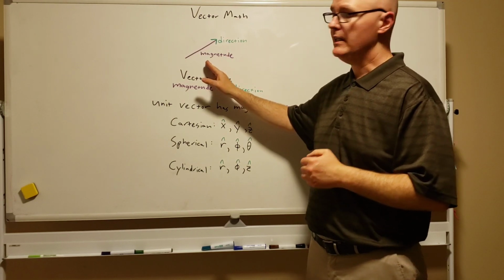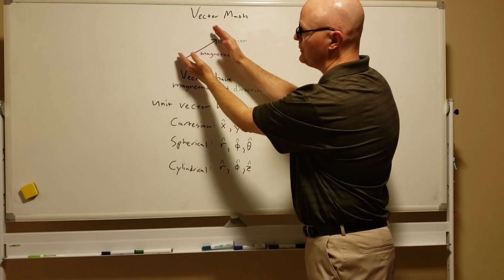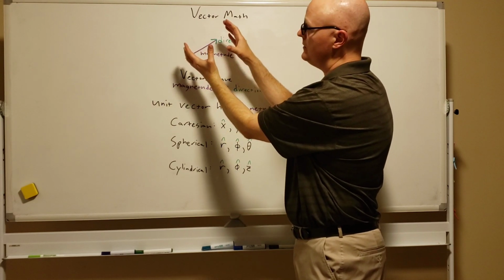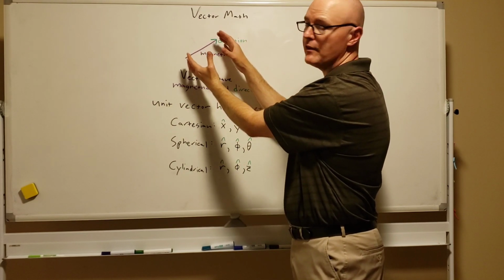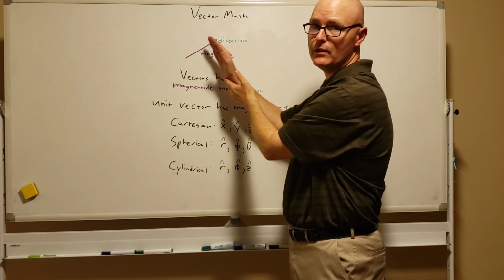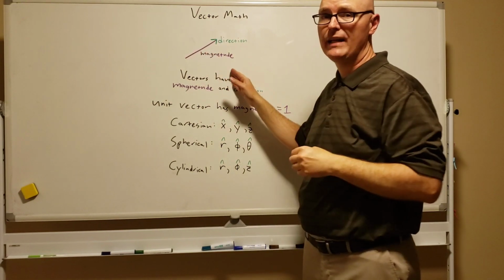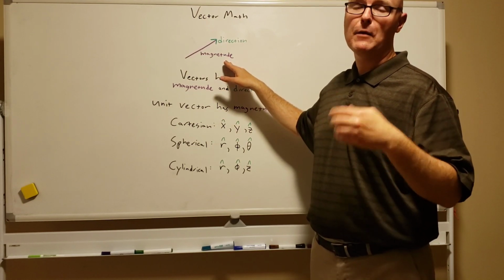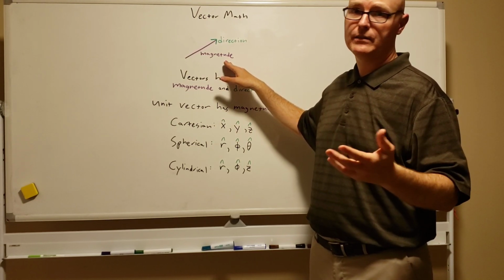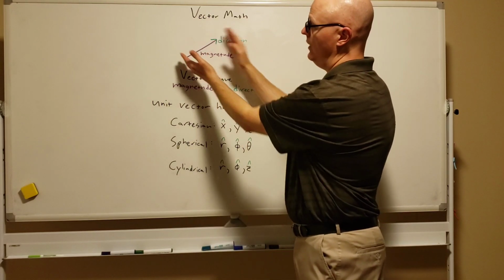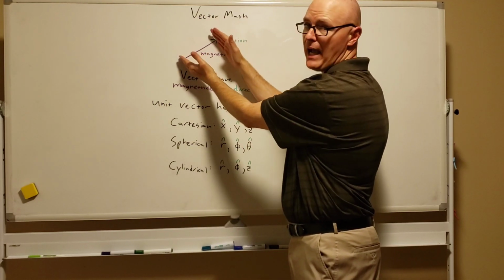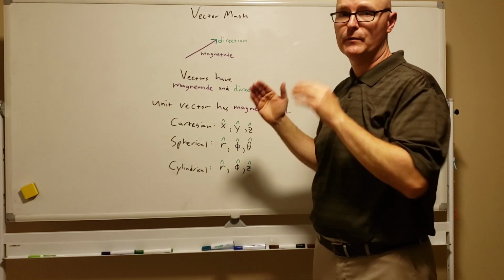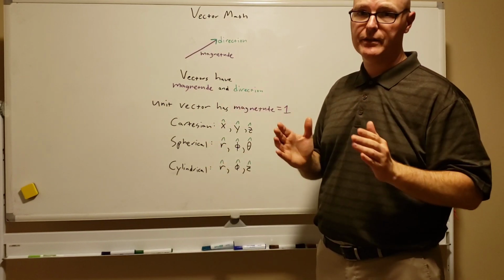Magnitude is the absolute value of the vector, right? It's how much of a vector do you have? That is my magnitude of this vector. That is what's called a scalar. So something that does not have direction, the magnitude does not have direction. So the scalar form of the vector is just the magnitude. When I stick a direction on it, now it goes from a scalar to a vector.